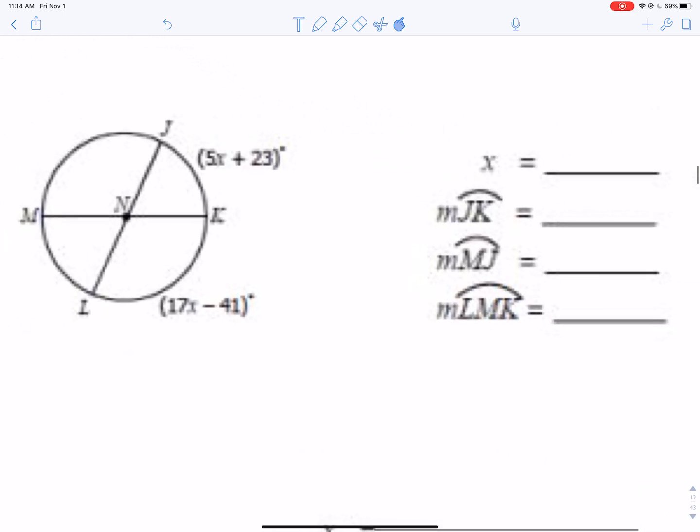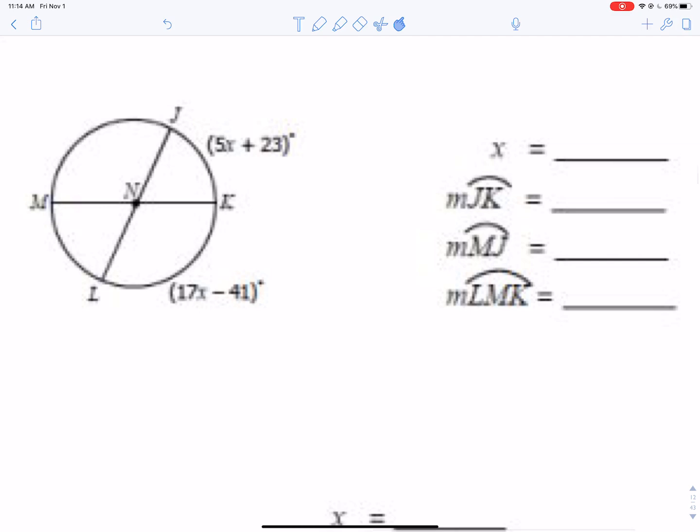Let's check out number 4. So we want x, and then the measure of arc JK, and then the measure of arc MJ, and the measure of arc LMK. Okay, so what we know is that LJ is a semicircle, which is 180 degrees. So we could add 5x plus 23 with 17x minus 41 and set that equal to 180.